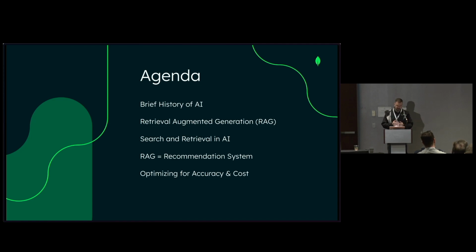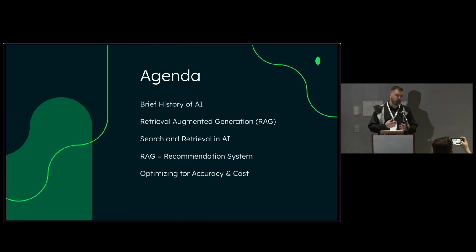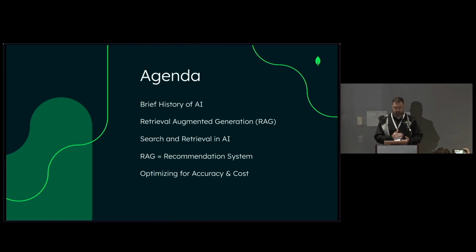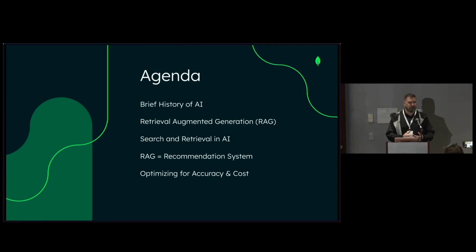We're going to look at a brief history of AI very quickly, and then an introduction to Retrieval Augmented Generation, why it's so important, how search and retrieval relates to RAG, and why traditional RAG isn't enough. When we say traditional, it's only, how long has it been around? A year, 2 years, I don't know. And then how we can optimize our RAG pipeline for both accuracy and cost.